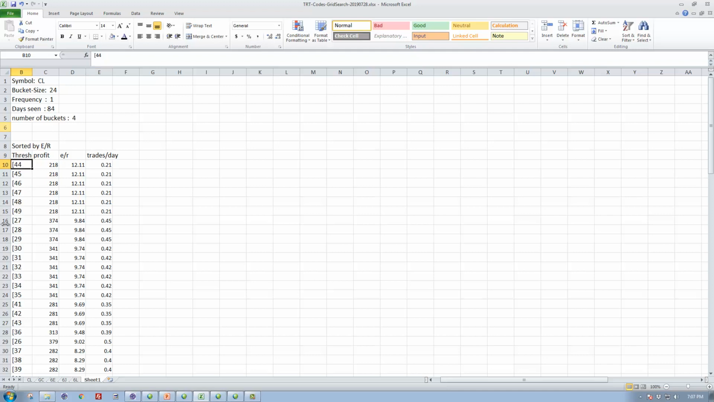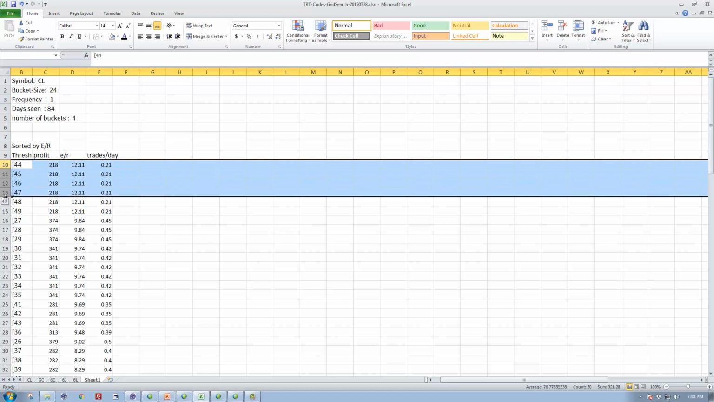All right, so what you can see is oil for the simulation run from March 30th through July 26th, and there are 84 days there. I broke it up into 4 buckets, and then using each of those buckets, I said, only show me trade behaviors that yielded at least a 44 ER in one of the buckets, and I did that for all threshold values from 10 to 50. Then I sorted the result by efficiency ratio.